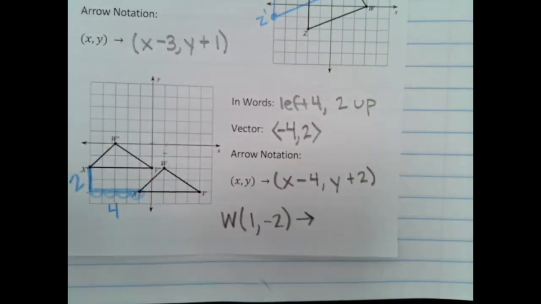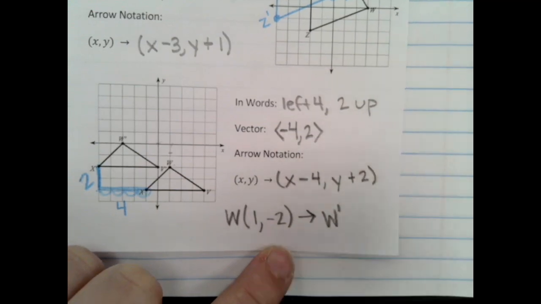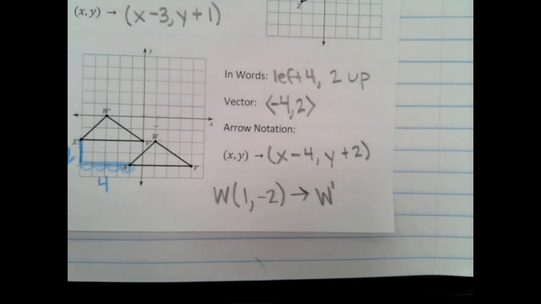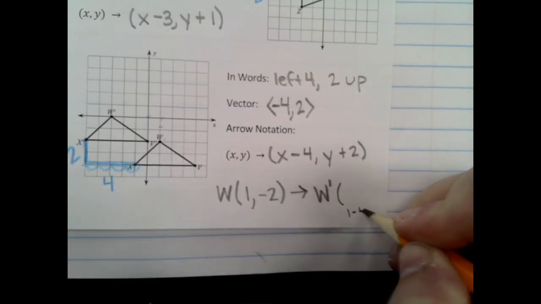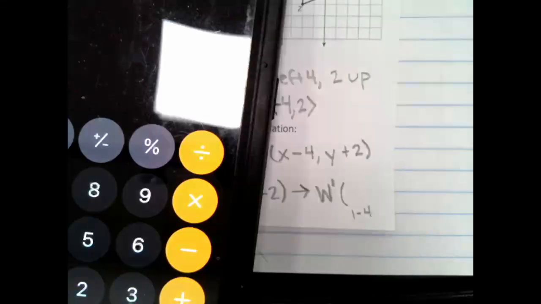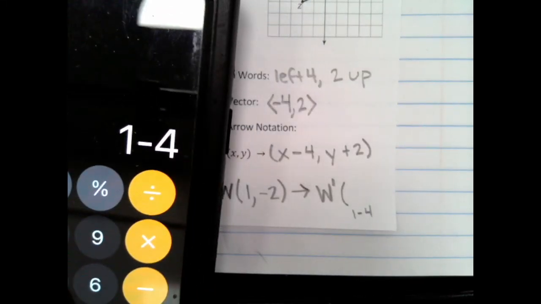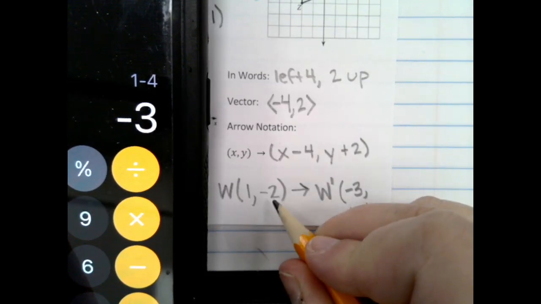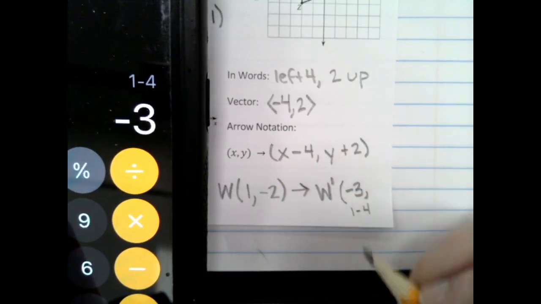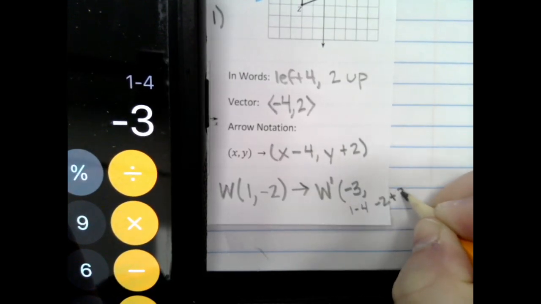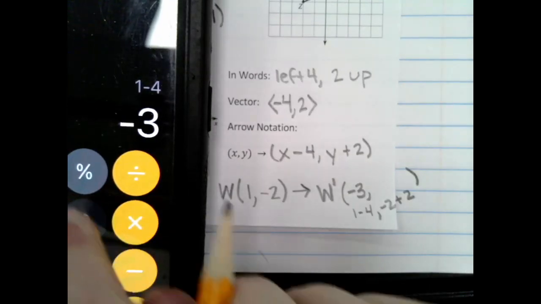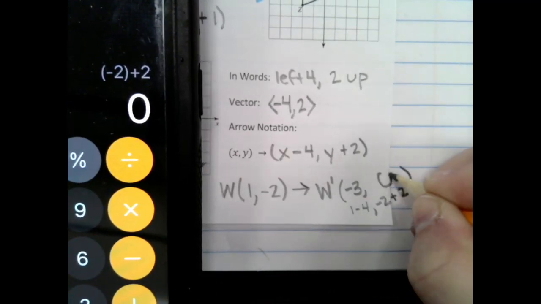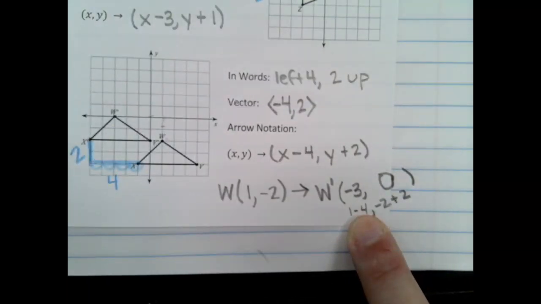So to change that to W prime, this is where that arrow notation is really nice, it tells us what to do. It tells us with the x to do minus 4. So we're thinking 1 minus 4. Which most of you, I think, can do that in your head. And if you can't, just use a calculator. 1 minus 4 is what? Negative 3. And what are we going to do with the negative 2? What does it tell us to do with the y? It tells us to do plus 2. So negative 2 plus 2. That's how we're going to get that answer. What's negative 2 plus 2? Yep, 0. And if we double check that with our work, is that where W prime ended up at? Negative 3, 0?